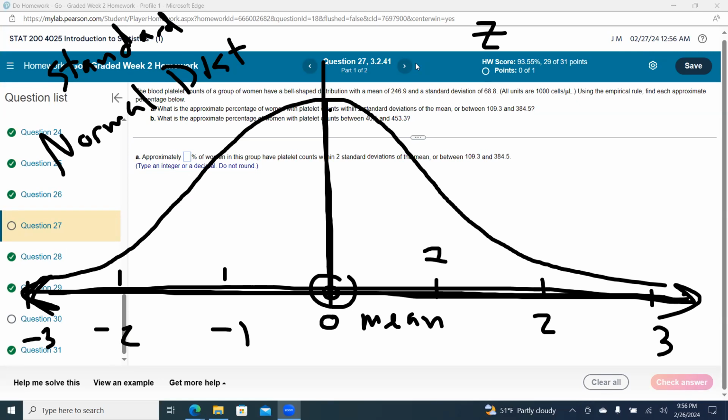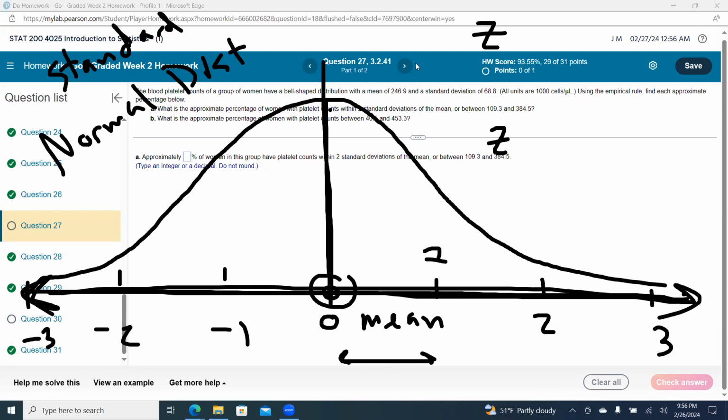Like I was saying before, a z-score is the number of standard deviations we are above or below the mean. So this is one standard deviation here, and the standard deviation equals 1.